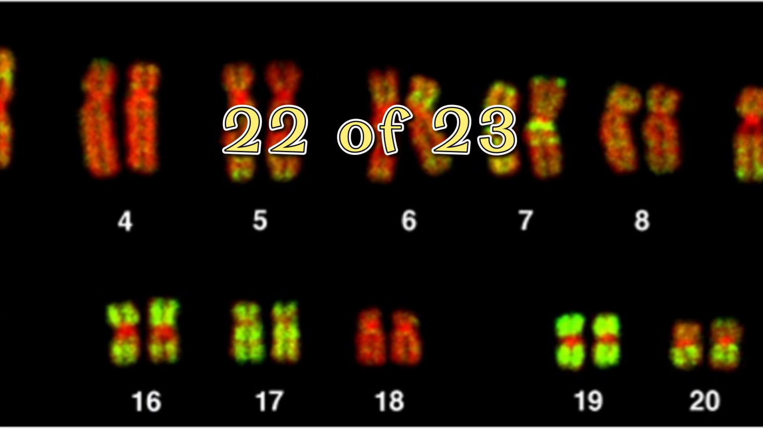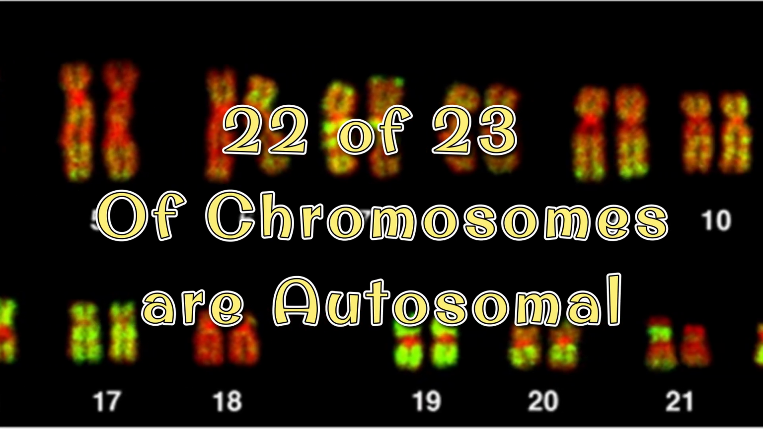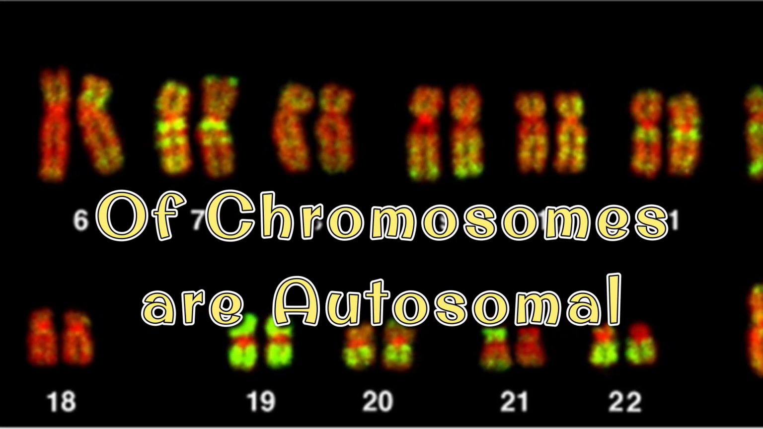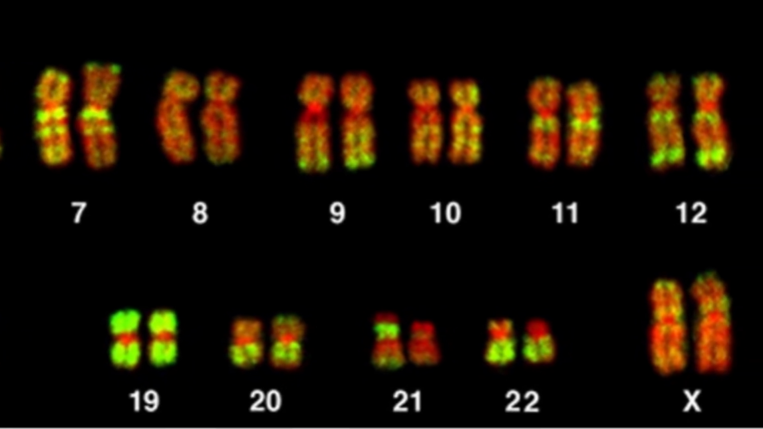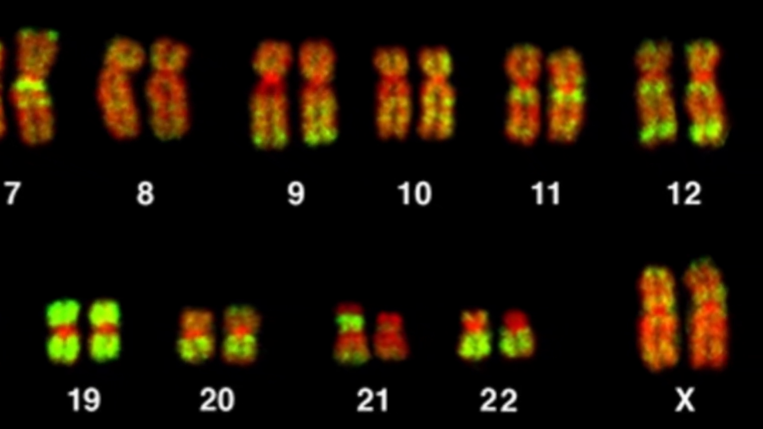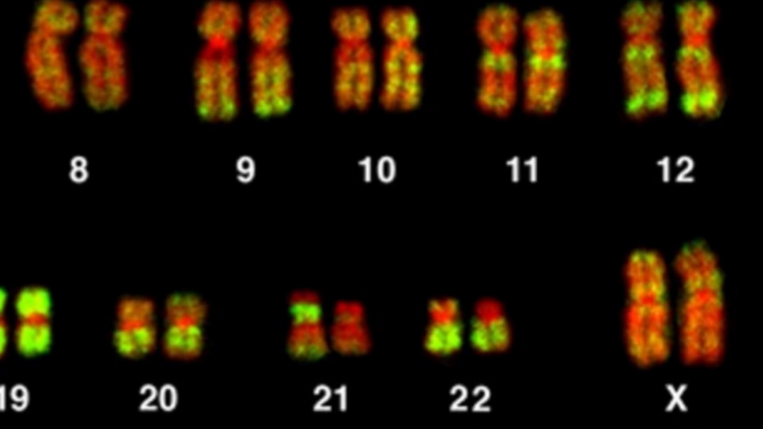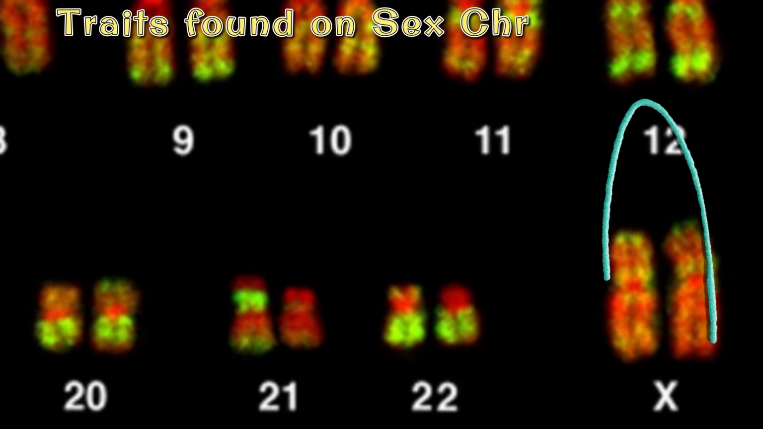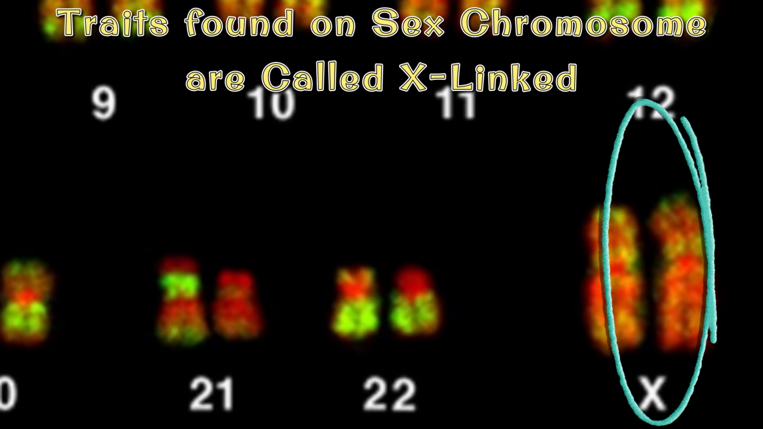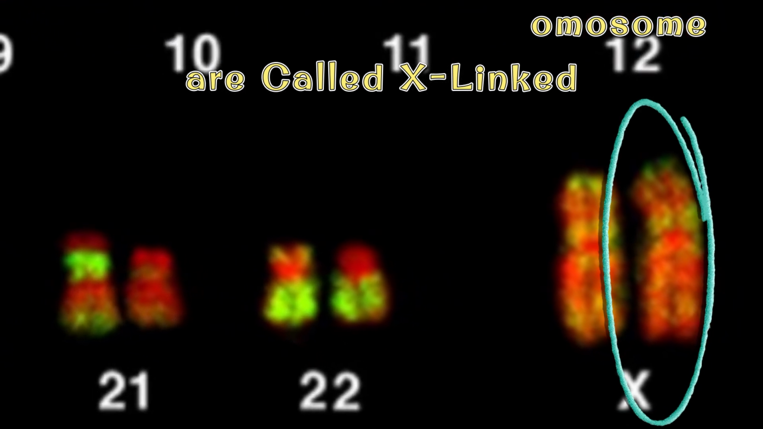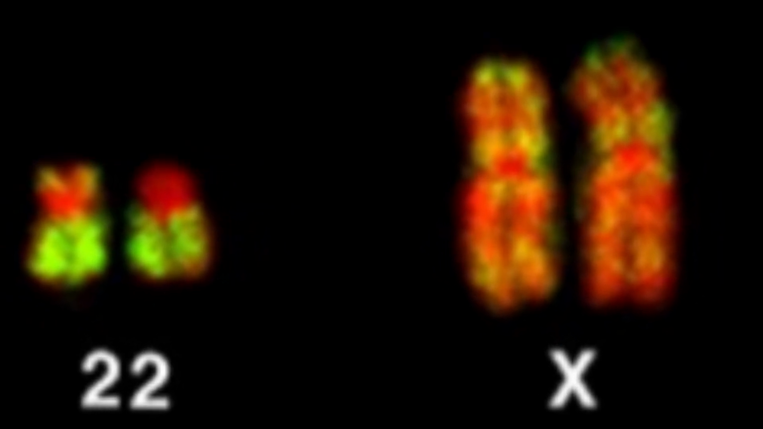Humans have 23 chromosomes, with 22 being autosomal, meaning they don't affect the sex of the individual, and the 23rd pair is the sex chromosome. If you ever notice a trait that seems to affect one sex more than the other, it is likely that the mode of inheritance operating is sex-linked or X-linked recessive. This means that the gene is found on the X chromosome.